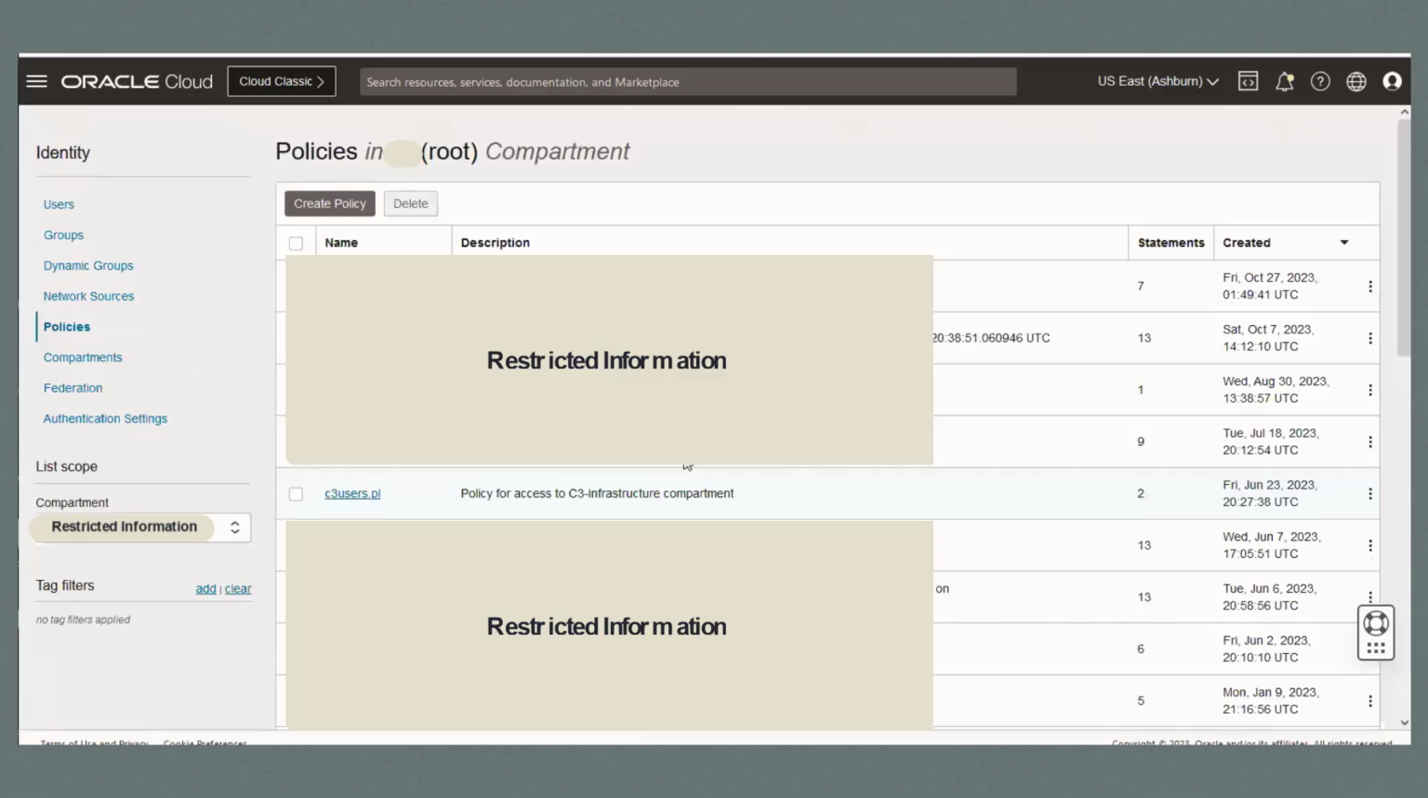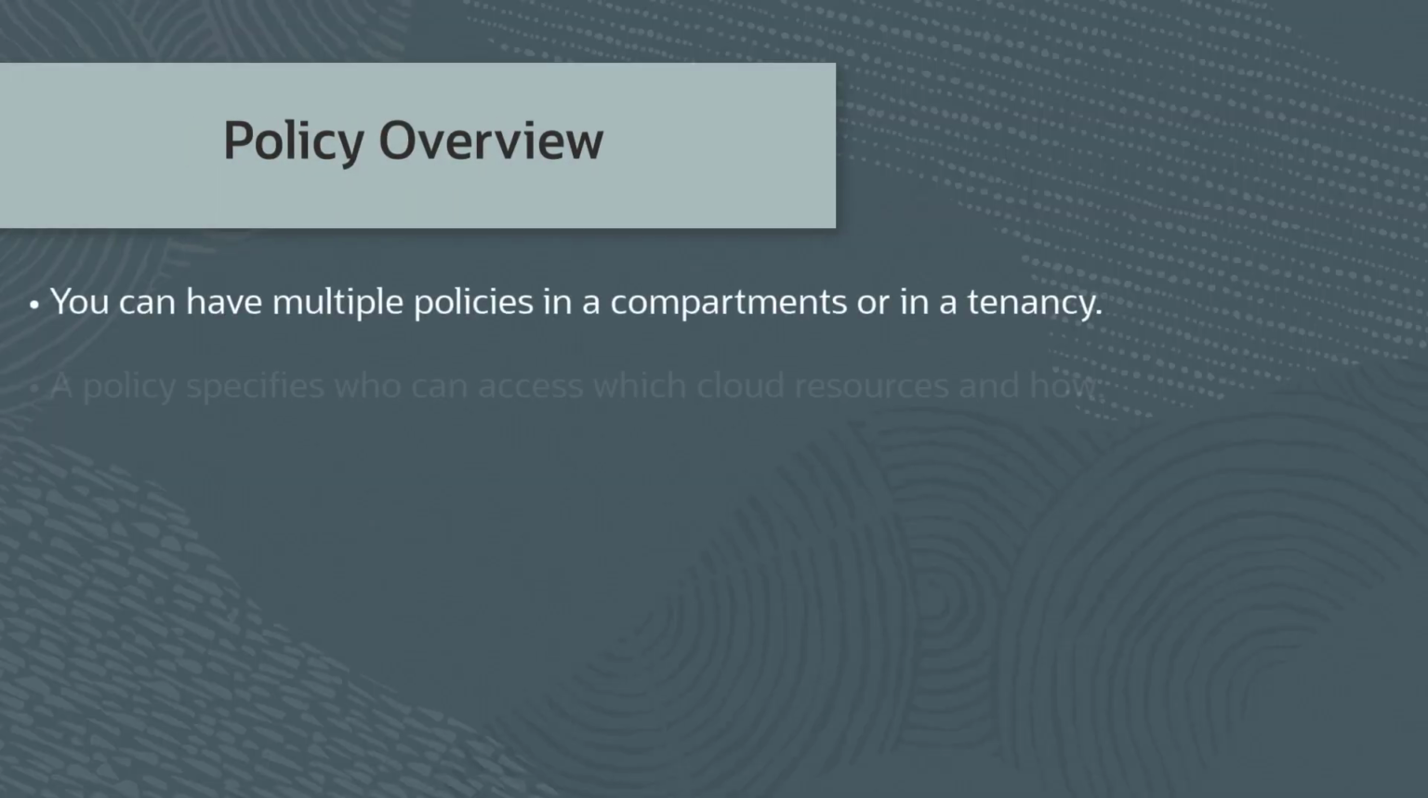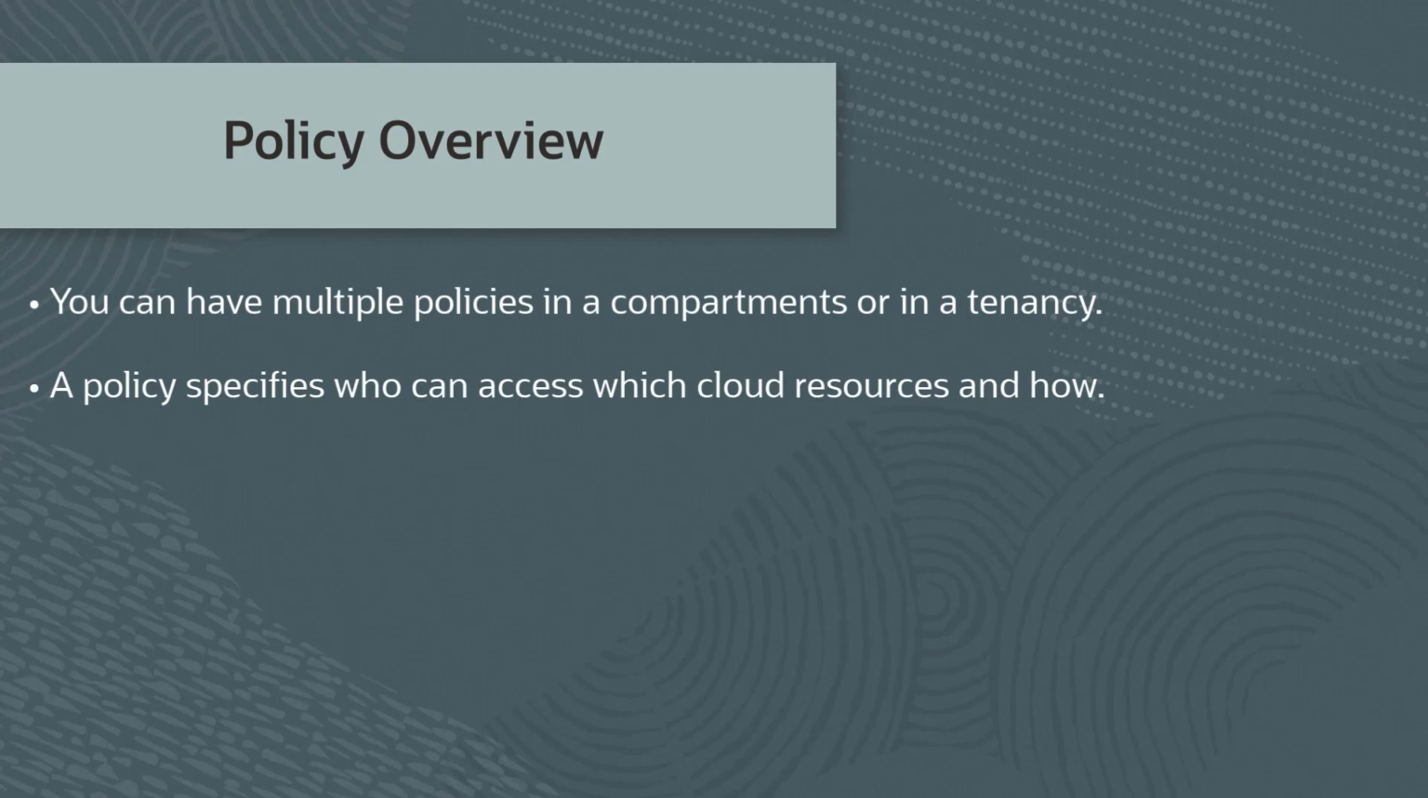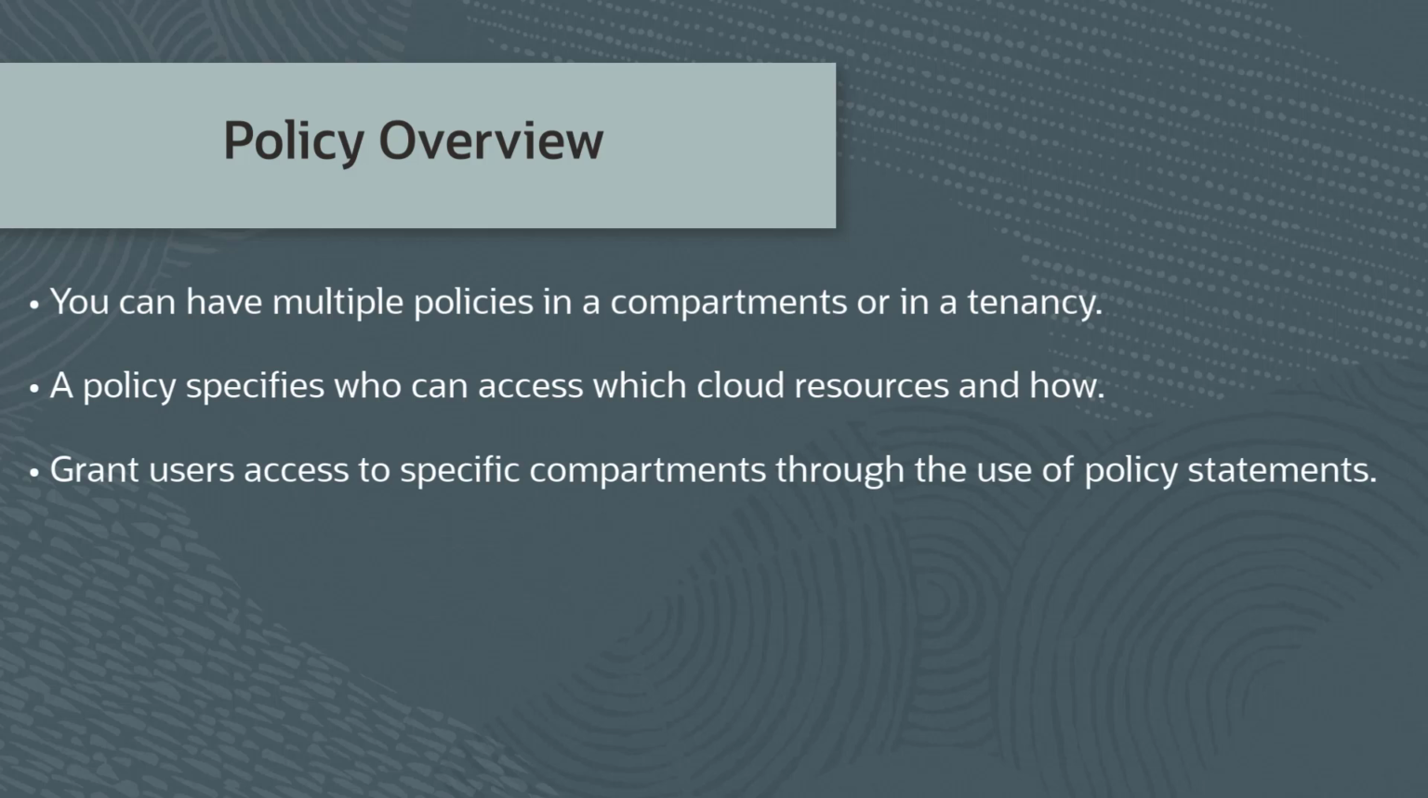The last IAM resource I'll discuss is policies. I've created a policy for this demonstration called c3users.pl, but you can see that other users created additional policies for their cloud resources. So you can have multiple policies in a compartment or a tenancy. Some other things to note about policies. A policy specifies who can access which cloud resources and how. You can grant users access to specific compartments through the use of policy statements. Users can then create resources in this compartment and isolate these resources from other users.